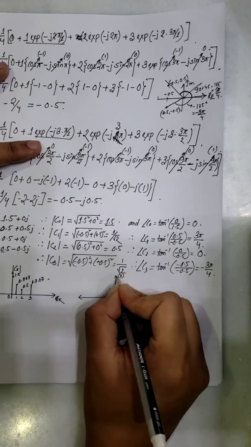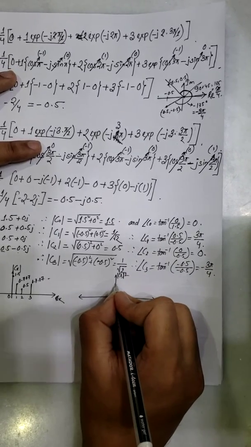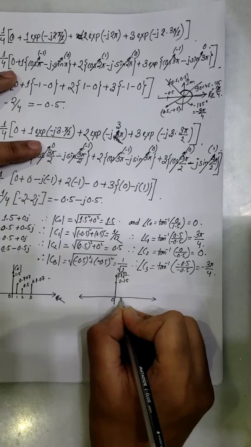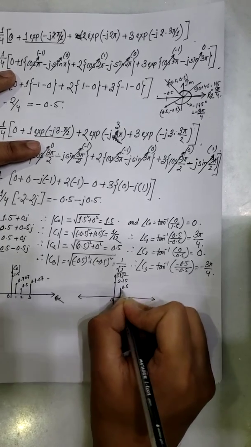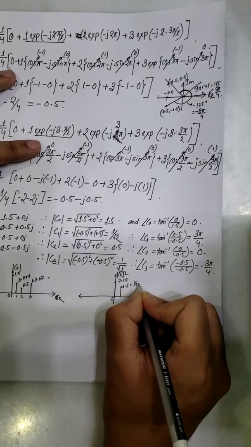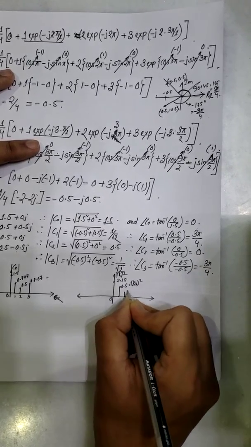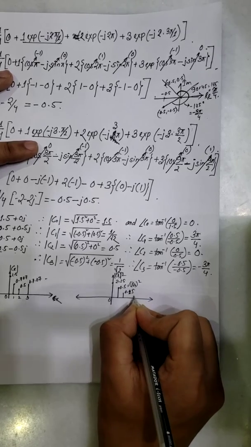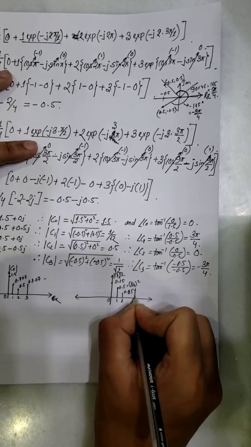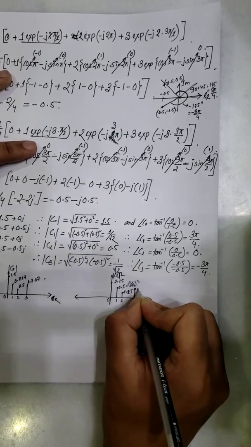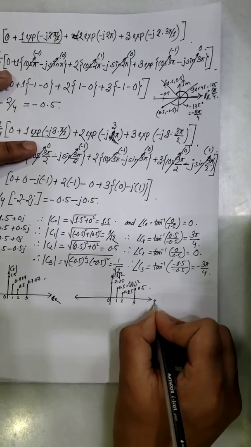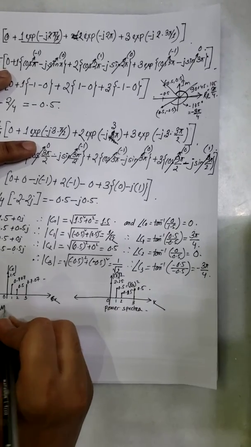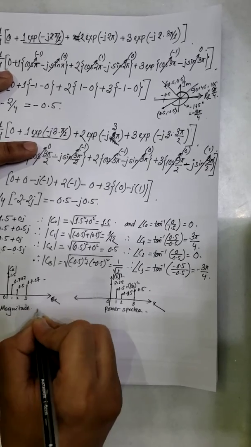Let us draw the power spectrum. Here it is Ck squared, so this point becomes 2.25, that is 1.5 squared. At 1 this becomes 0.5 because it is equal to 1 over root 2 squared. At 2 this becomes 0.25, and at 3 this becomes again 0.5. So this is the required power spectra. This is the magnitude spectrum.